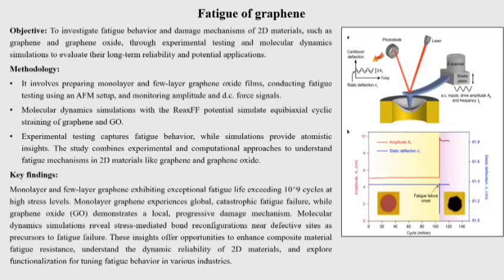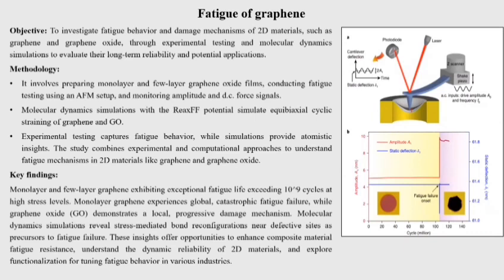This is Ilakya. We have done the literature review of fatigue of graphene and of graphene composites. The objective of the first paper is to investigate fatigue behavior and damage mechanism of 2D materials such as graphene and graphene oxide, using experimental testing and molecular dynamics simulation to evaluate the long-term reliability and potential application. The methodology involves preparing monolayer and few-layer graphene oxide films, conducting fatigue testing and monitoring the force signals.